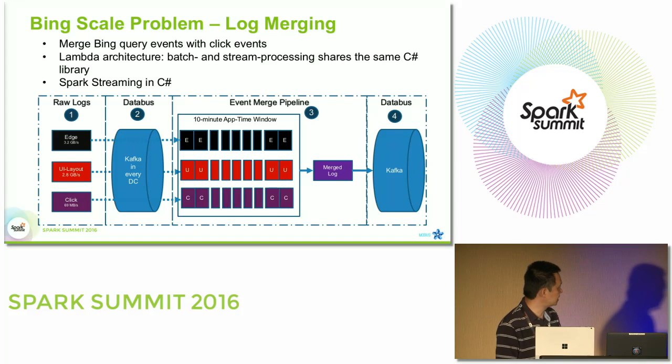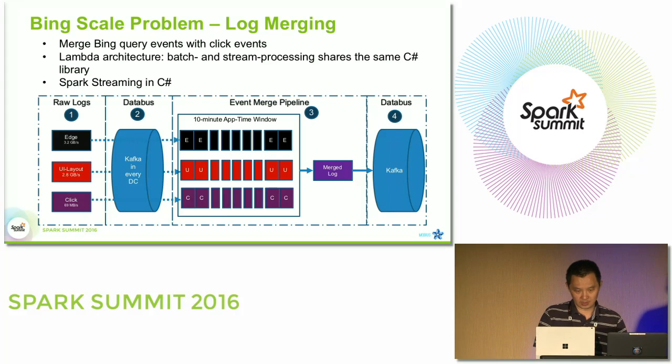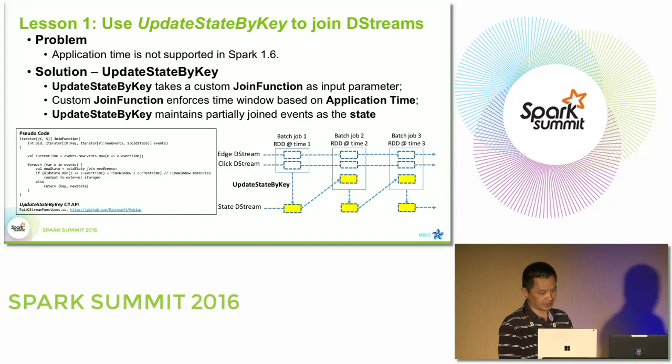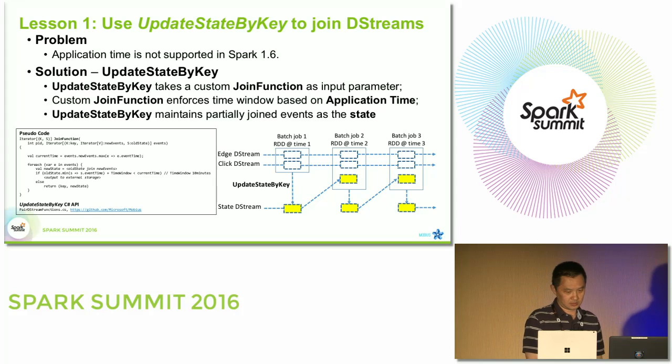Please note the 10-minute window there is actually based on application time, or event time, meaning the time when the event actually happened instead of system time. So the first problem we faced is that application time is not naturally supported in Spark 1.6. All Spark APIs are system time based, meaning we cannot simply use the native join API for our application time based operation.